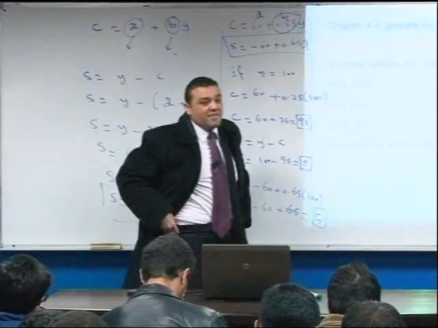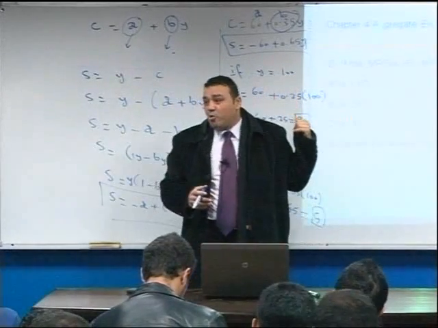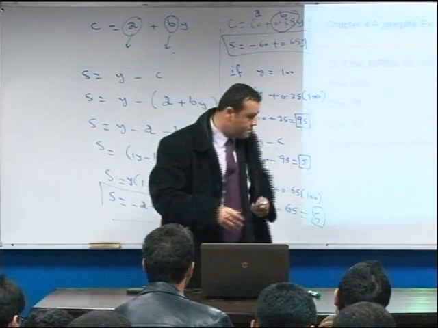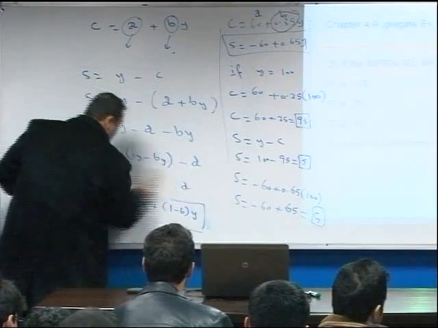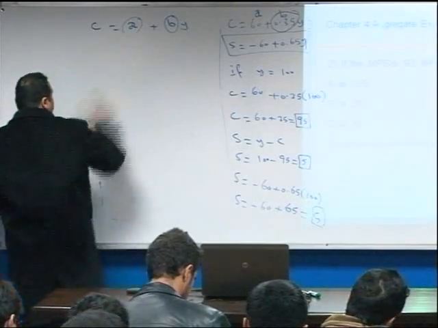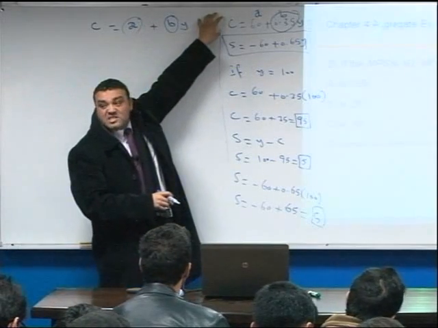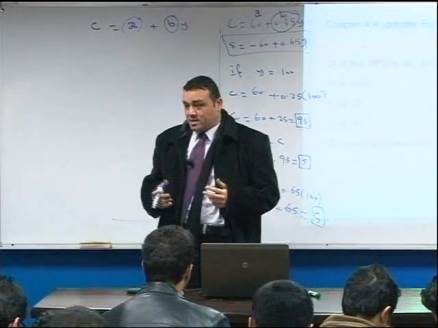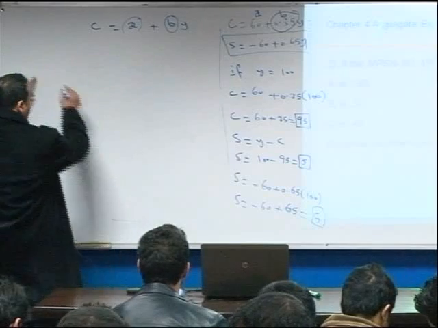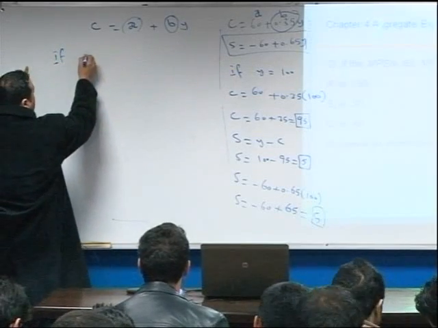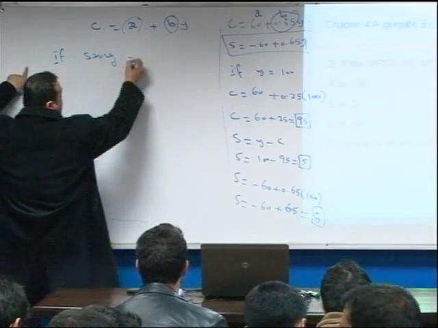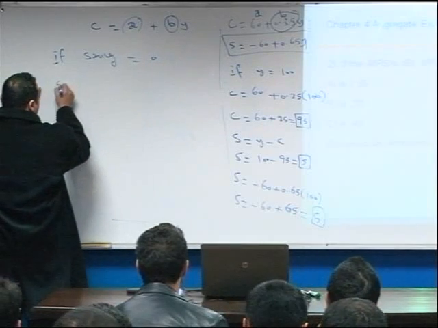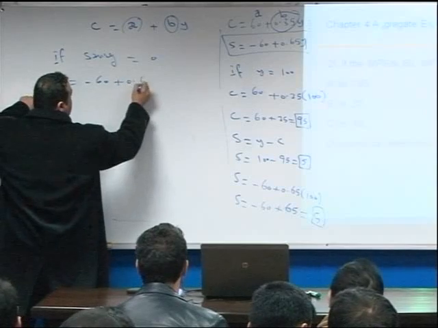Suppose that the saving equals 0 in this example. How much is Y? Suppose we have the following formula for C. Suppose in this example the saving equals 0. Calculate the aggregate output or aggregate income. We don't know Y, we have to calculate it. So the assumption is that if the aggregate saving equals 0, calculate Y from the saving function. So in this case, 0 equals minus 60 plus 0.65 Y.